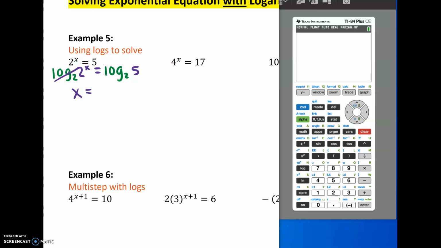So on the right-hand side, we're actually done. We have log base 2 of 5. So that would be the exact answer, okay? Now, how do we approximate or estimate that answer?